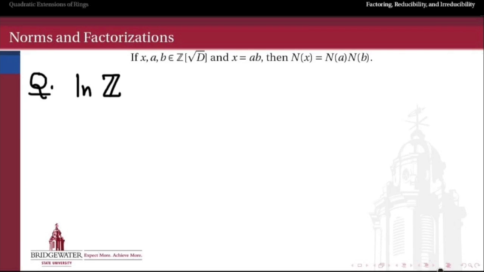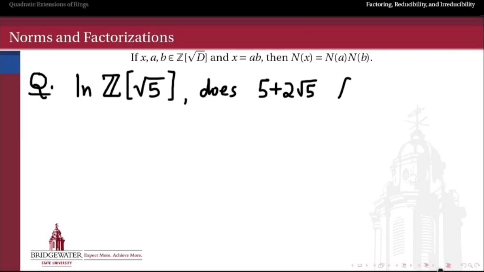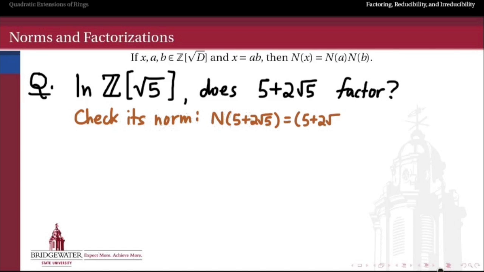So here's a question. If I want to decide whether or not 5 plus 2 square root of 5 factors in the quadratic extension Z radical 5, then one idea might be to check the norm. Let's take 5 plus 2 radical 5 and look at its norm. Its norm is the product of itself with its conjugate, which once we've worked that all out, we find that the norm of this element is equal to 5.